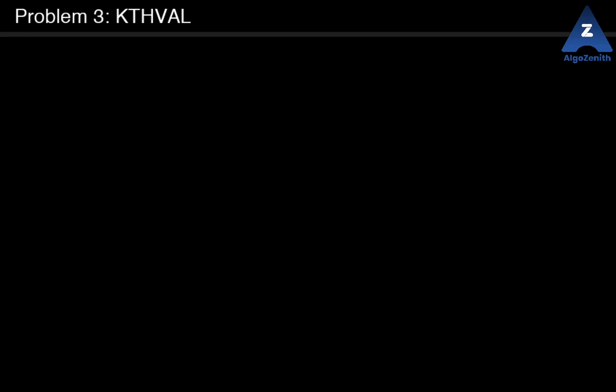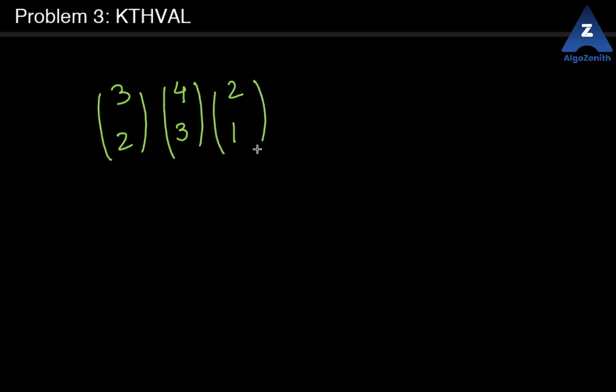Let's make it a smaller instance now. Let's say 3 comes twice, 4 comes thrice, and 2 comes once. Let's say these are the frequency, number pairs. Now we will sort them. Sorting inside it would be the same as doing it this way.